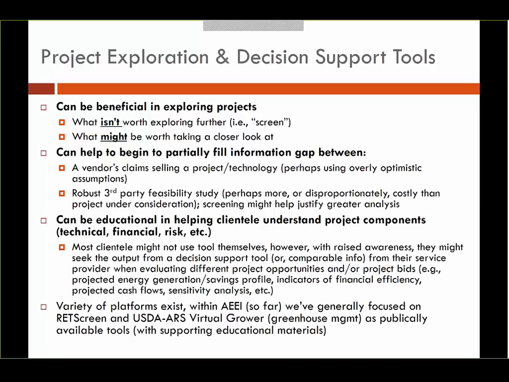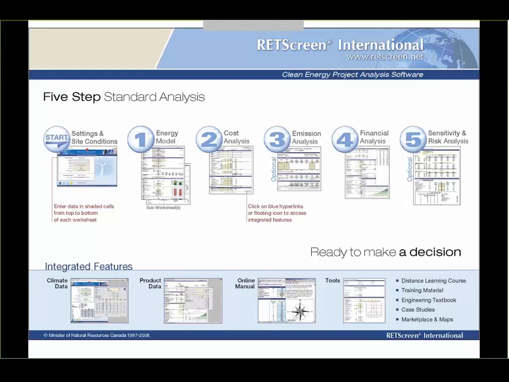A variety of decision support tools exist within our Ag Energy Efficiency Initiative so far. We've primarily focused on RETScreen and also the USDA ARS Virtual Grower, which is a greenhouse energy management decision support tool, as the publicly available tools with supporting educational materials. So RETScreen has a variety of pieces, and Michael Ross will go into that in detail here. This is a 5-step standard analysis from the RETScreen 4 program, and the RETScreen Expert, I think, is somewhat similar in nature.